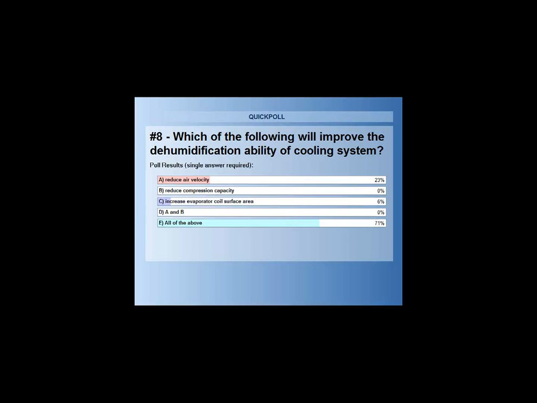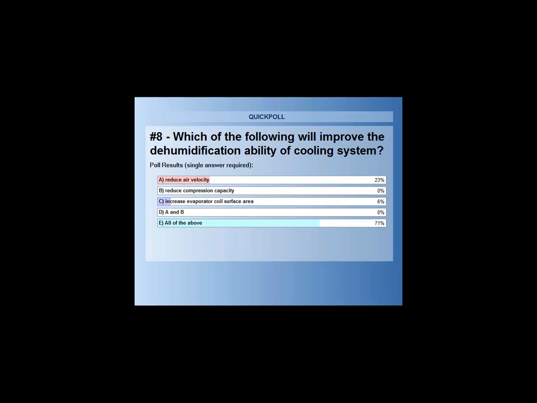Most of you guys got it correct. 71% of you said all of the above, which is correct. We mentioned reducing the air velocity, right? The slower I move the air through there, the more time it has in contact with the coil, and hence it can dehumidify better because I have less bypass factor.